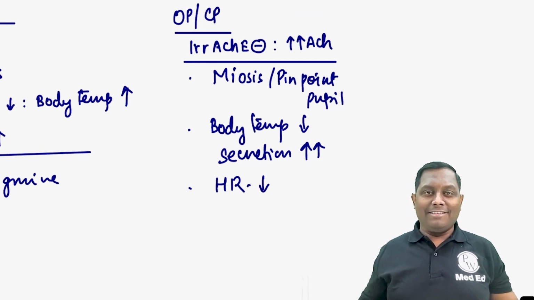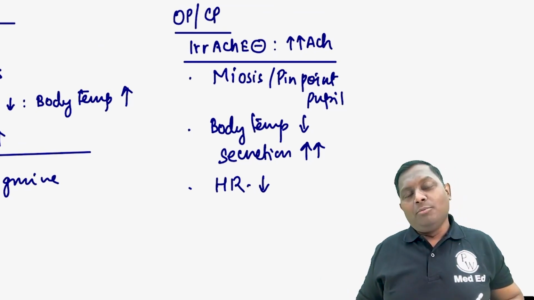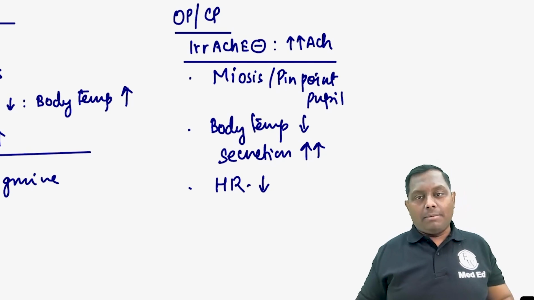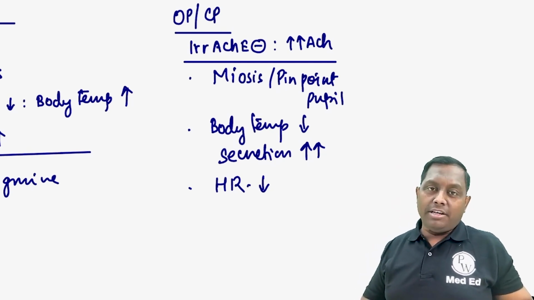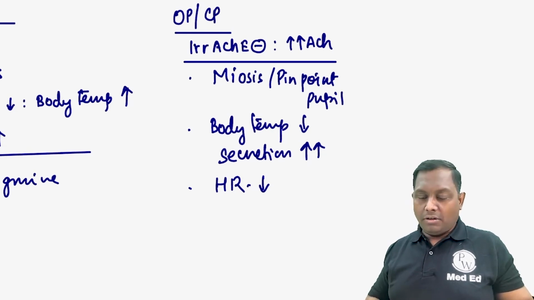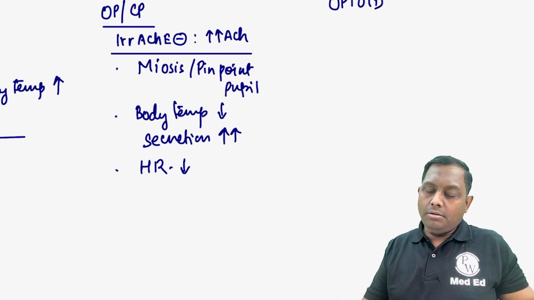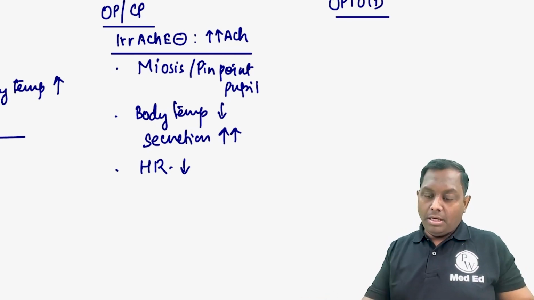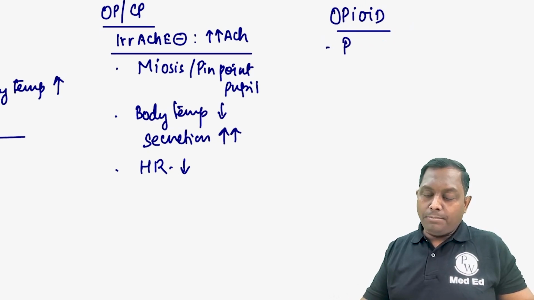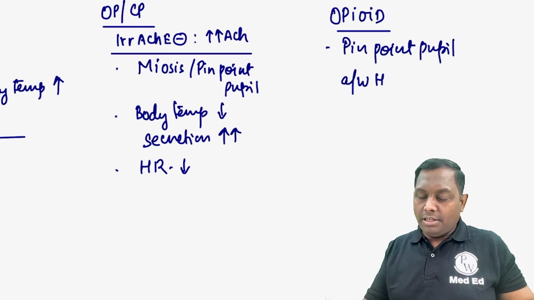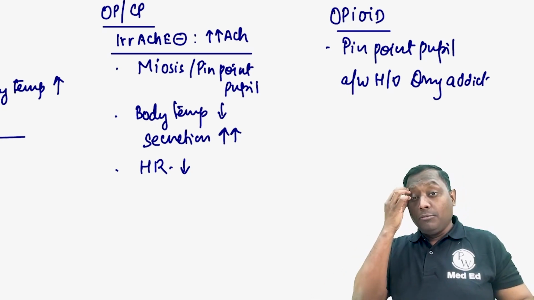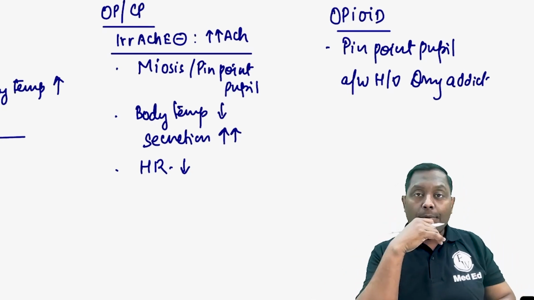So eyes never lie. Look at the eyes, the pupils are small. Most likely it will be a case of organophosphate carbamate. If there is a history of farmer, most likely it will be organophosphate carbamate. But there is also opioid poisoning. Remember, opioids can also cause pinpoint pupil in toxic doses. Whenever they ask about opioids, it is associated with a history of drug addiction. So pinpoint pupil with a history of drug addiction is most likely opioid poisoning.